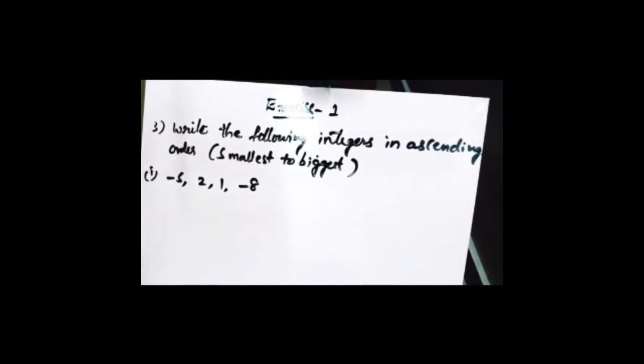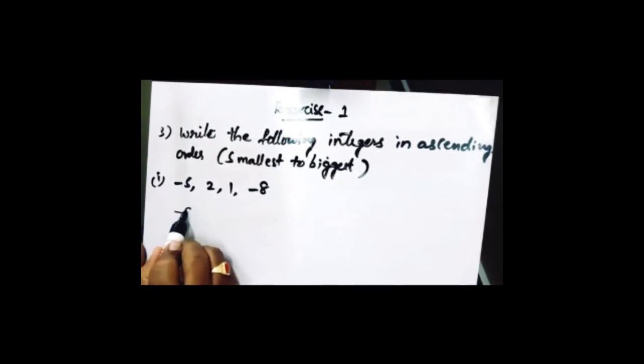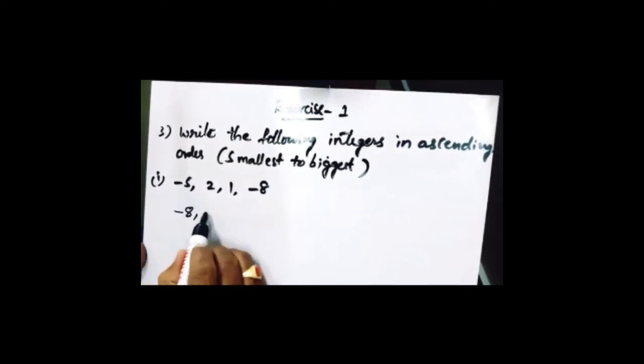The next question: write the following integers in ascending order. So what is the meaning of ascending order? We need to write the integers from smallest to biggest. So here the given question is -5, 2, 1 and -8. From this list of given integers, -8 is the smallest, first. Then after that -5 is the second.